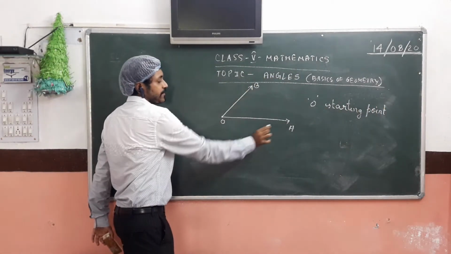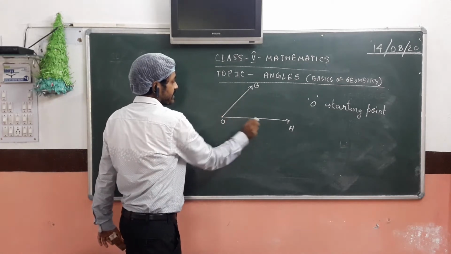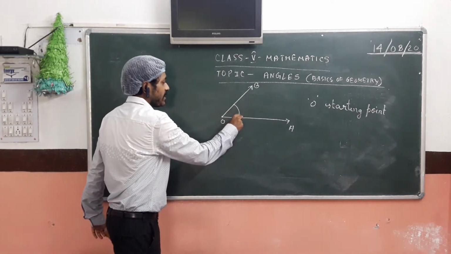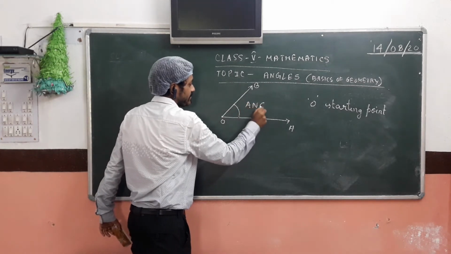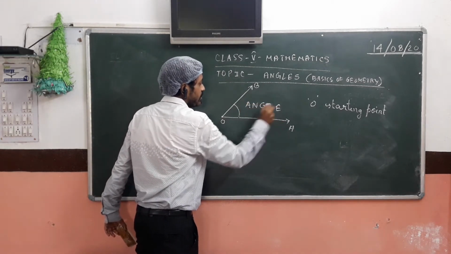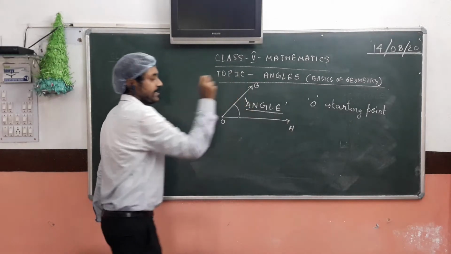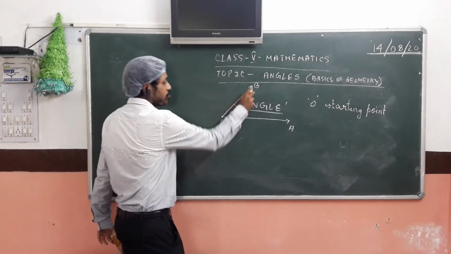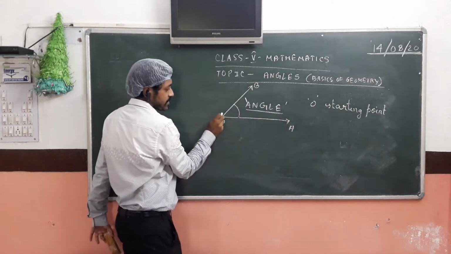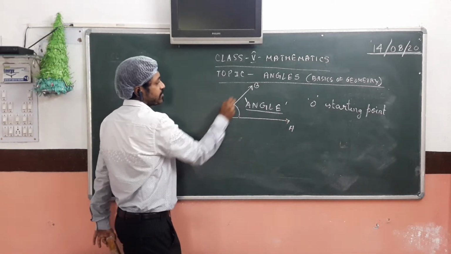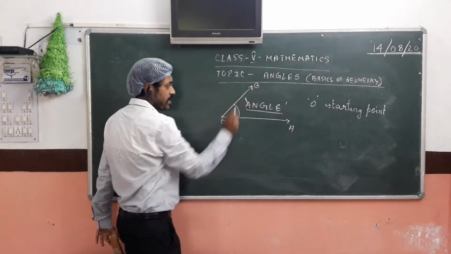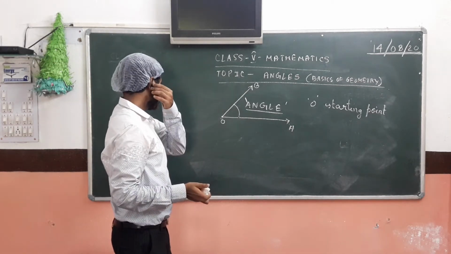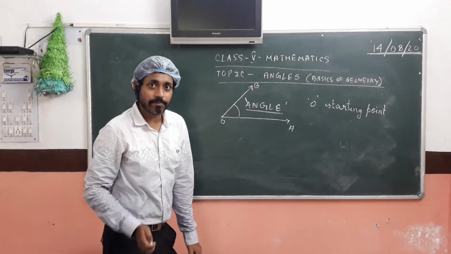This geometrical figure, which two rays having a common starting point form, is called an angle. Once more, how is an angle formed? We take two rays starting from the same point. We take two rays OA and OB, and the figure formed due to these rays is called an angle.